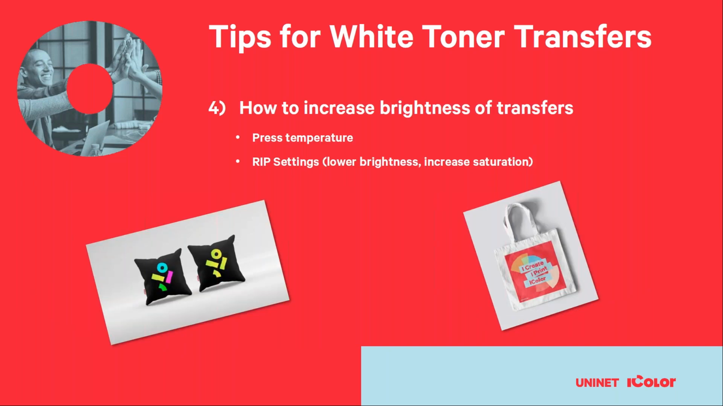Tips to increase brightness is your press temperature. Like I said, you can go down in temperature when you press the shirt. So let's say you're talking about our iColor standard paper. You typically press to the adhesive at 310 degrees for 2 minutes. But then once you press to the shirt, you have some flexibility. You don't have to press to the shirt at 310. You could go down to 260, even 250 degrees.